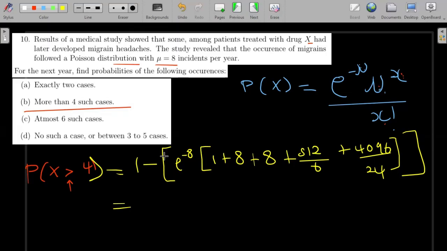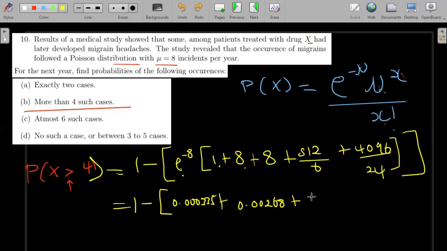All right, so I'll solve it like this. I'll say 1 minus, and then here I'll say this multiplied by 1. It's going to give me about 0.0003335, plus this multiplied by 8. It's going to give me 0.00268, plus e to the power minus 8 multiplied by this.